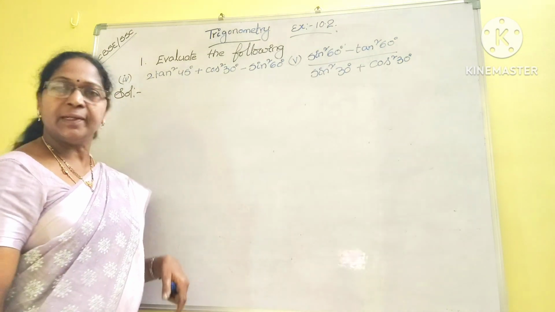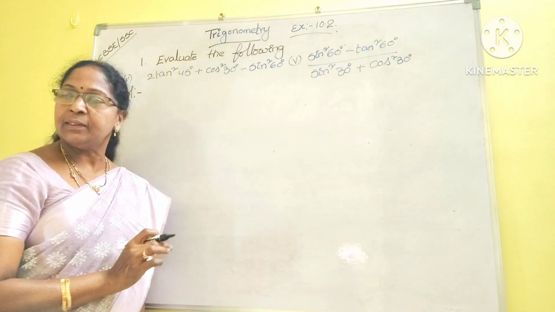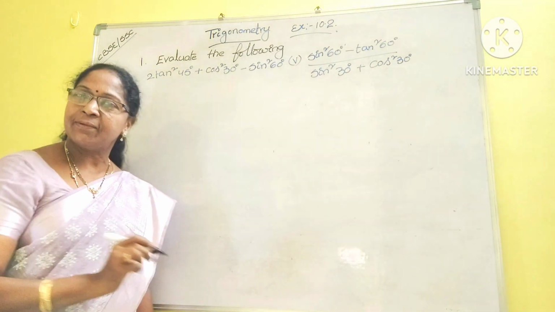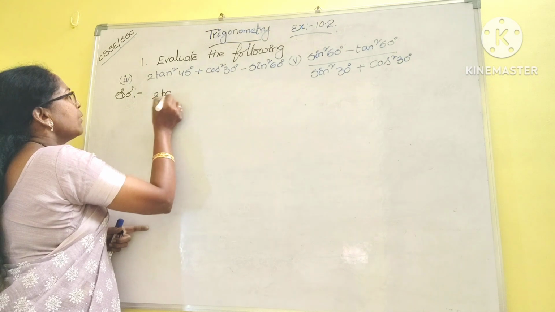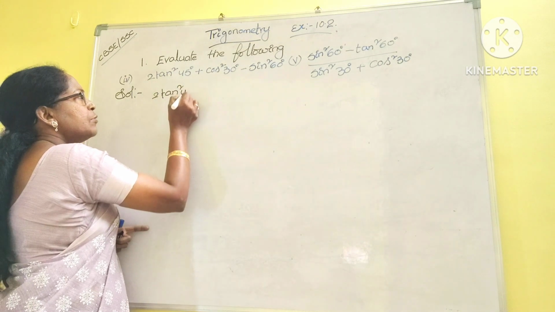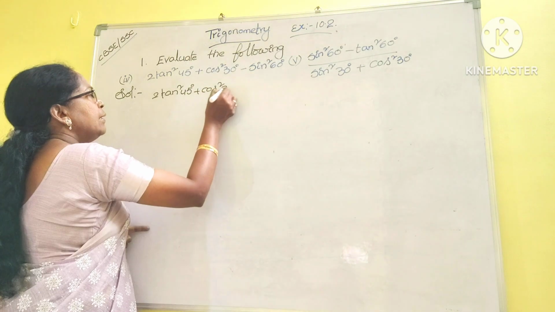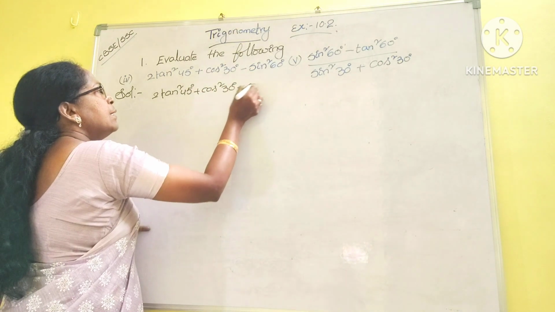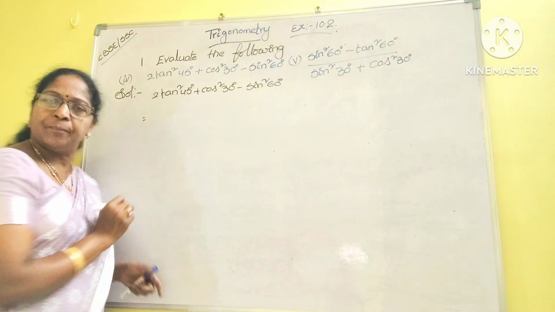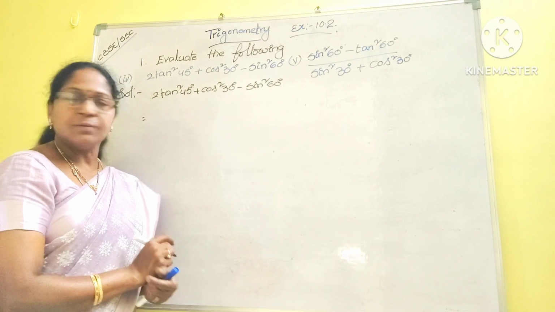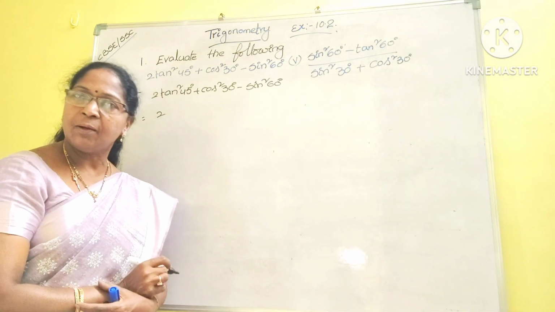Next, the fourth bit is 2 tan square 45 degrees plus cos square 30 degrees minus sin square 60 degrees. First you write the question: 2 tan square 45 degrees plus cos square 30 degrees minus sin square 60 degrees. Now substitute the values. Here, tan 45 equals how much?